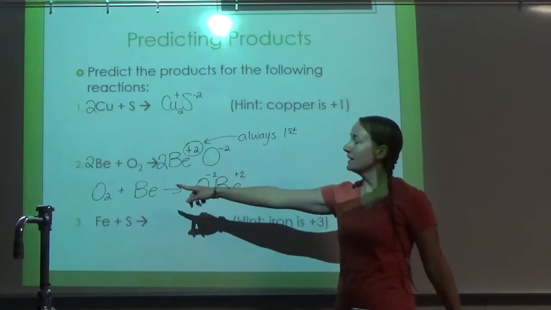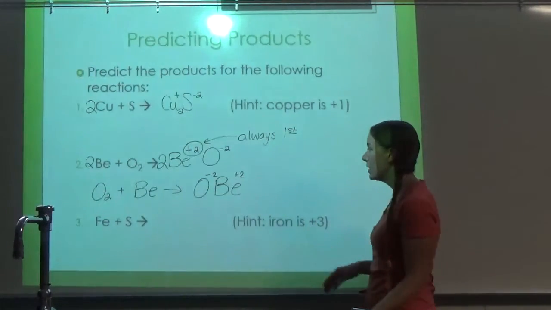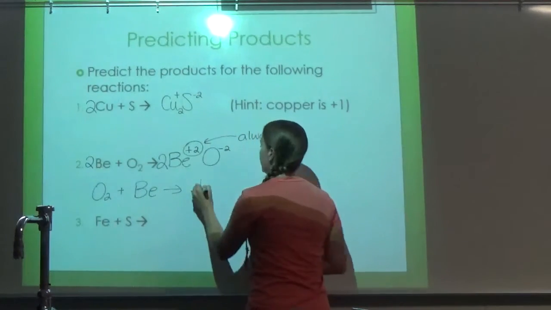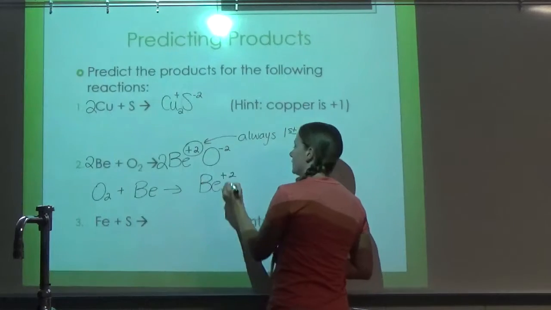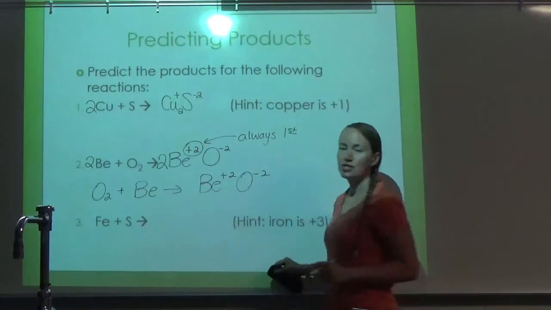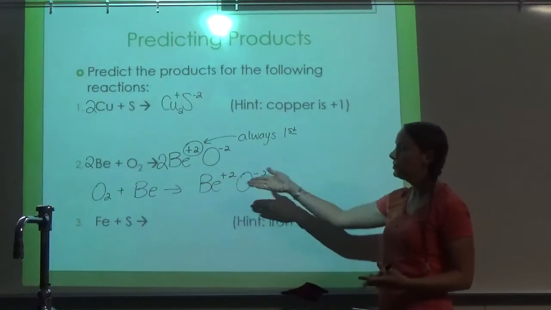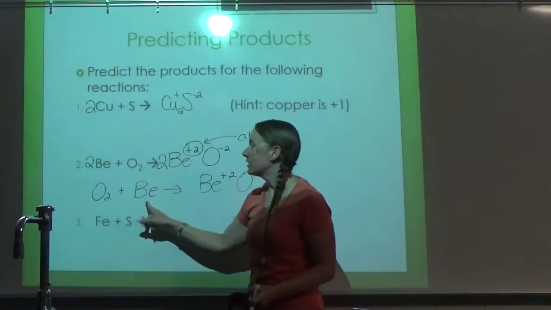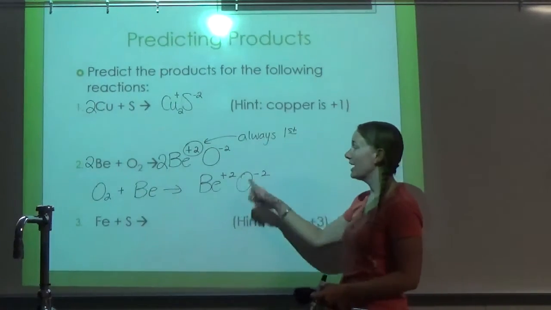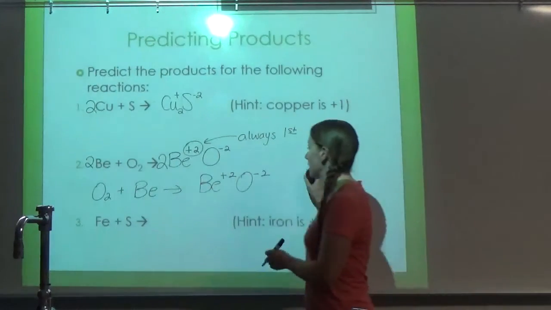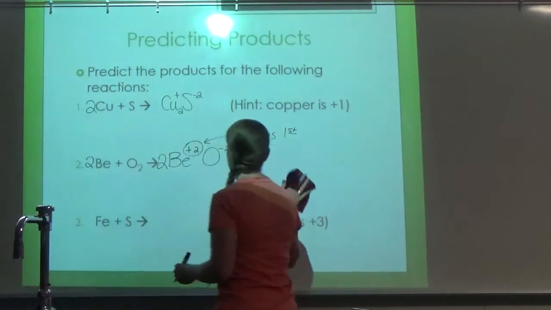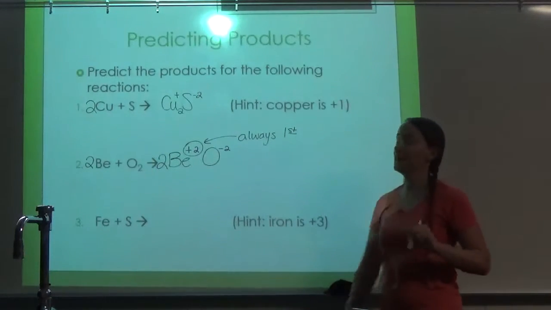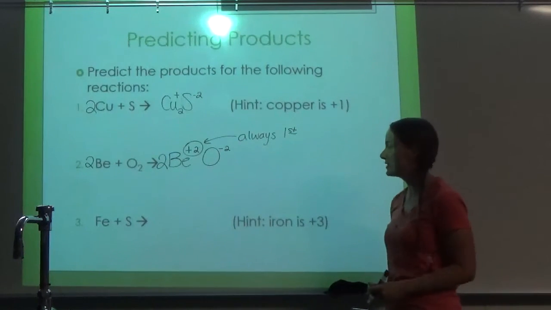So even if I give it to you in a different order, you need to see it and think, oh, Be is positive, so Be is going to have to go first, and oxygen's negative 2, like that, and then you can go through and balance. Okay, so it doesn't matter what order they're given to you in, you have to list your positive one first. Don't forget those rules that we learned all the way back in chapter 7. See, that's the problem with this class, if you hadn't noticed, is you can never forget anything from previous chapters.